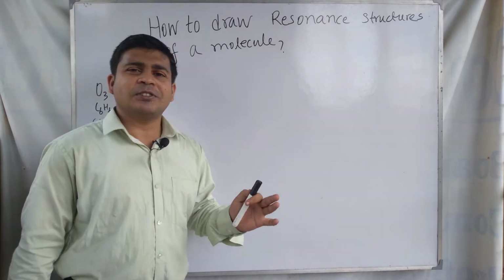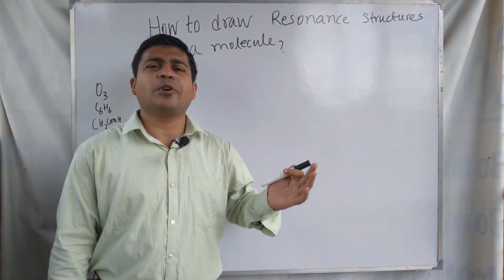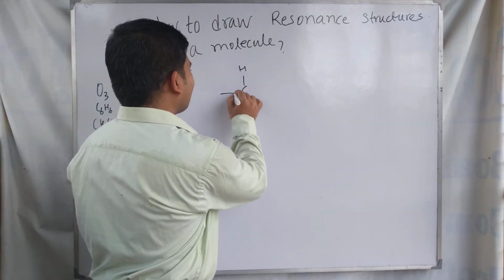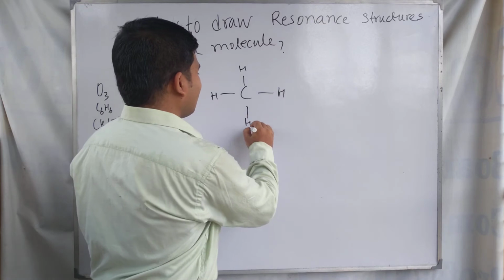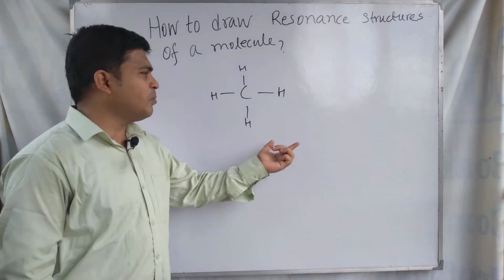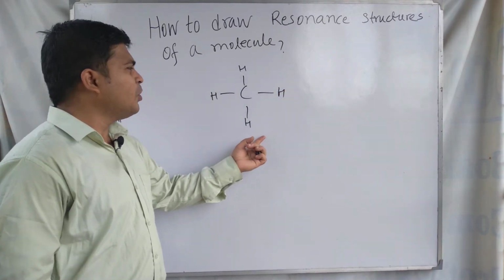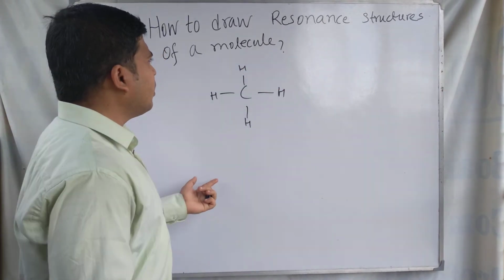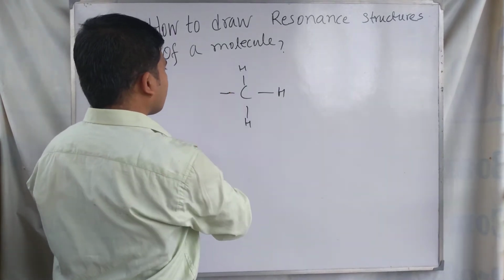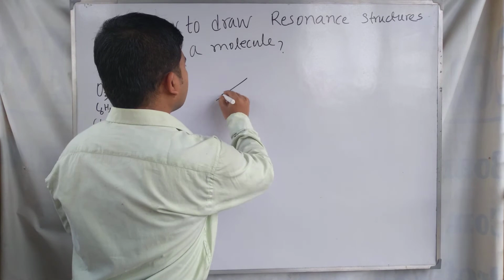So what is a resonance structure? Resonance structures are more than one possible structure for a given molecule. For some molecules like methane, we cannot draw any resonating structures, because the molecule has a single Lewis structure, and there is no possibility of resonance structures. But for some molecules, we consider benzene.